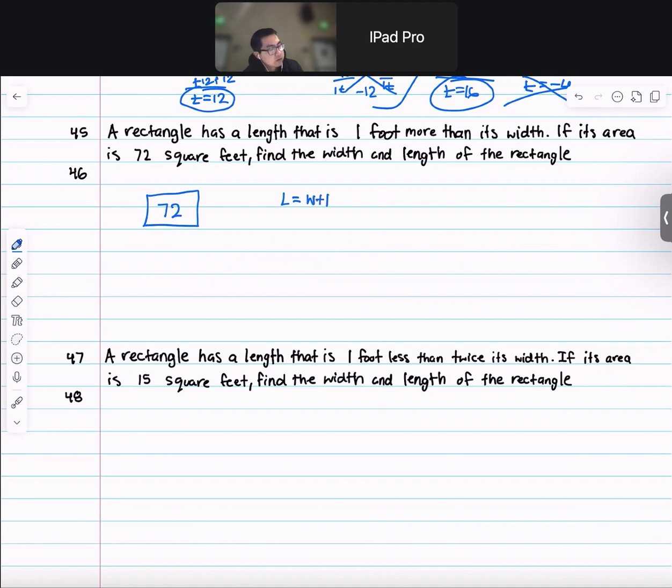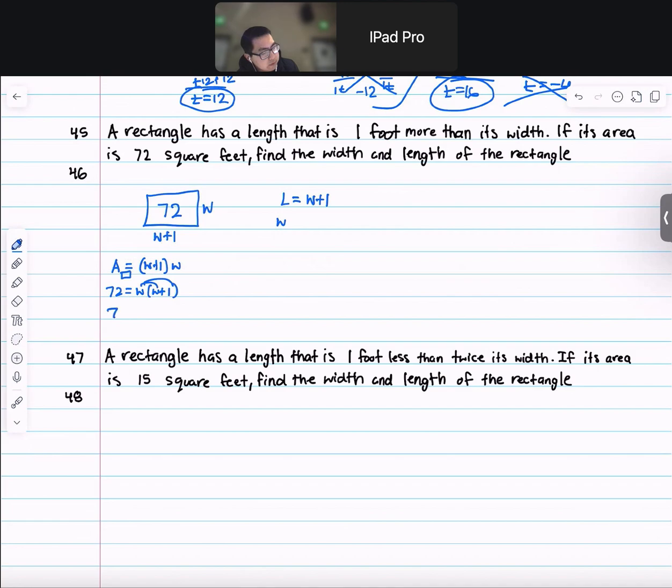So w plus 1, right? That represents the length being 1 more than the width. And we just have our typical width, right? So basically, you guys, there's the length, there's the width, and let's make an equation. We know the area of a rectangle is length times width. Well, we know the length is w plus 1, and we know the width is w, right? And we know that 72 is the area.